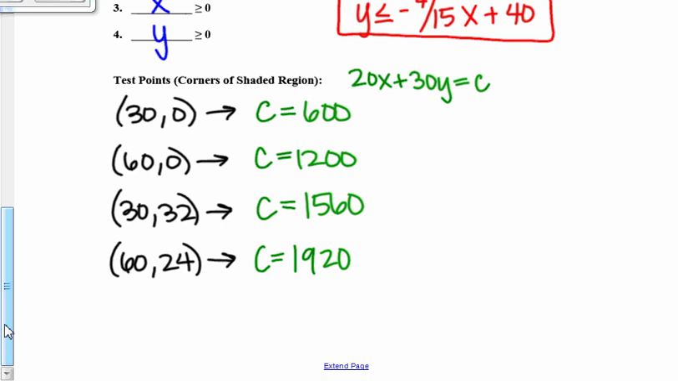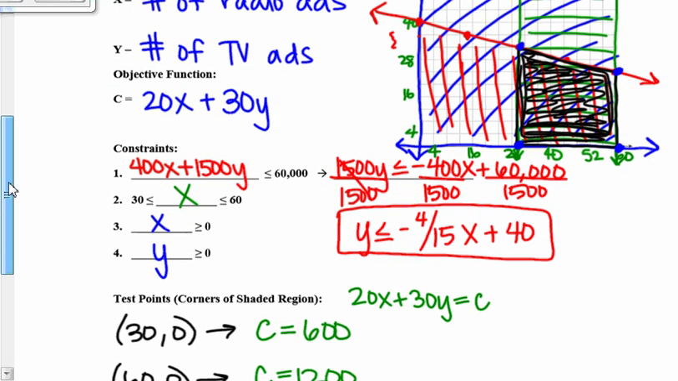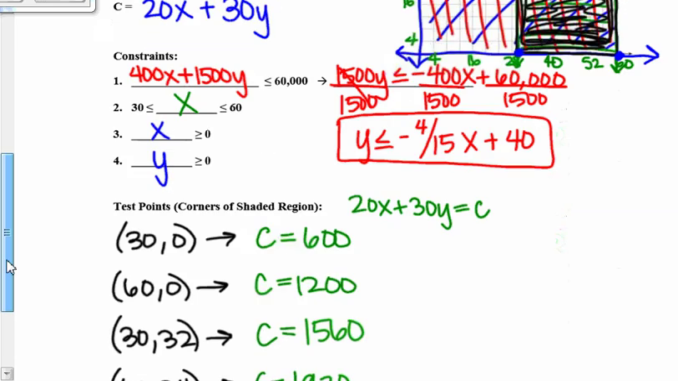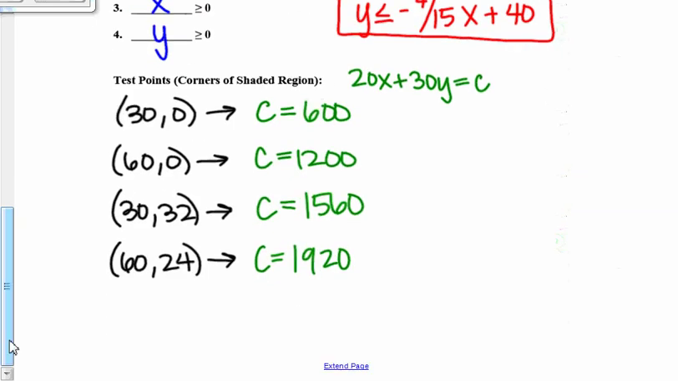So let's see. My question asked me to maximize the on-air time. So basically I'm looking for the biggest value that I found, which was 1920. So that point, 60, 24, is the max, is how I maximize my on-air time. So they should schedule 60 radio ads and 24 TV ads.